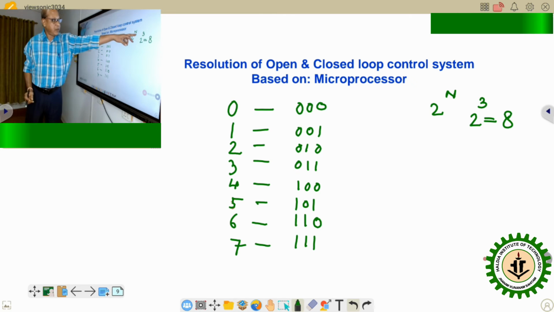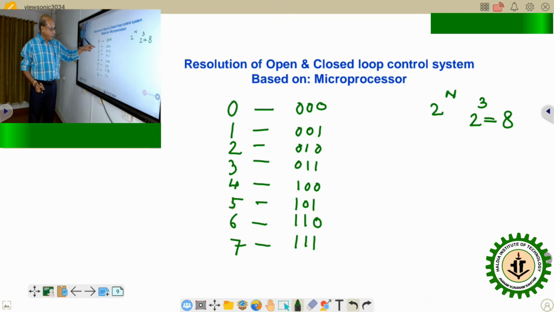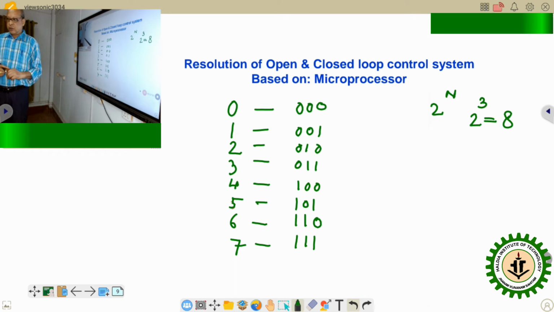You see how much I had taken. 2 to the power 3 means 8: 1, 2, 3, 4, 5, 6, 7, 8. So 8 different combinations are possible. These are called control points, end points. What are the different values you can capture?